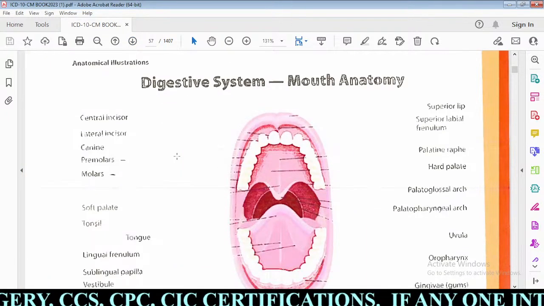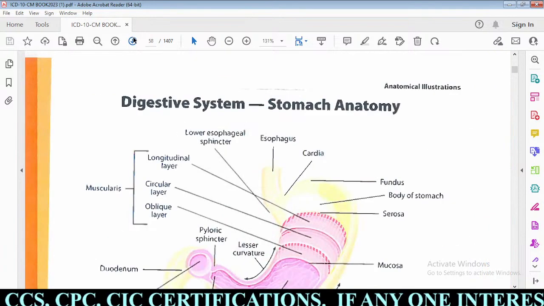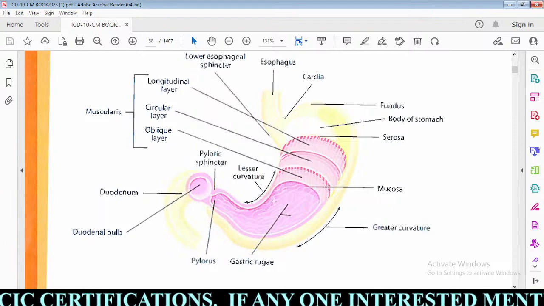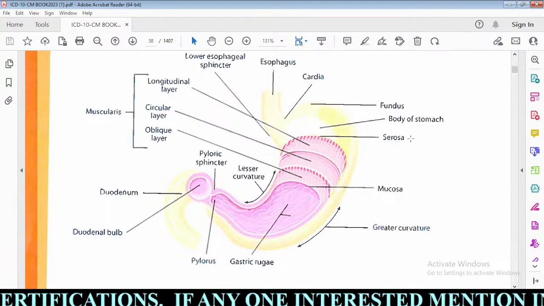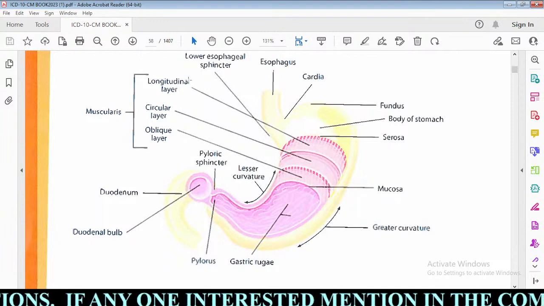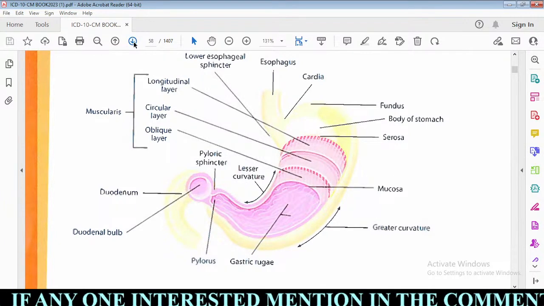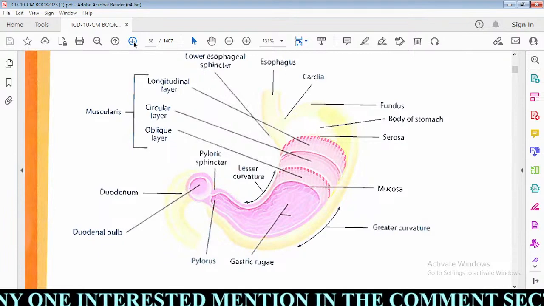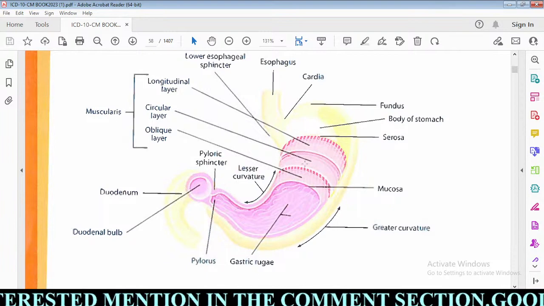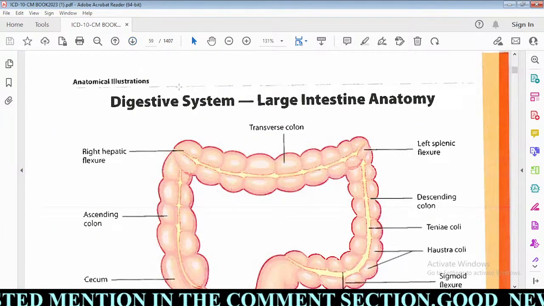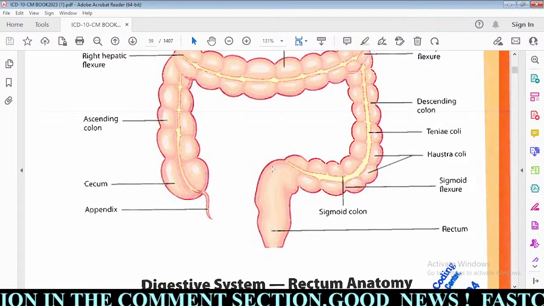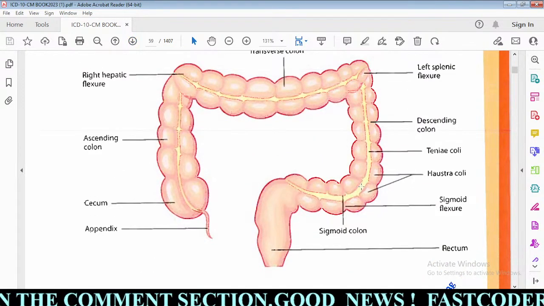So here you have mouth anatomy and stomach anatomy. See greater curvature, lesser curvature, body of stomach, serosa, mucosa. All these things you need to know. While coding EGD procedures, we need to know all these body parts. It is also very important for colonoscopy coding, so you need to know all these parts.